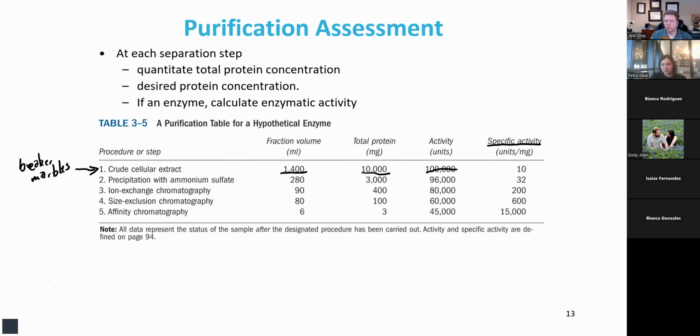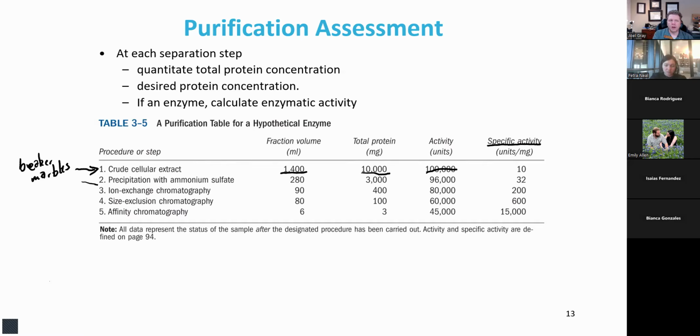Okay. So we've got our crude cell extract. That is all of our proteins ground up. We have one protein that we want to extract out of there. Now, we can detect that protein. And we have a total of 10,000 milligrams of protein. That is all of the proteins, ours plus everything else in there.